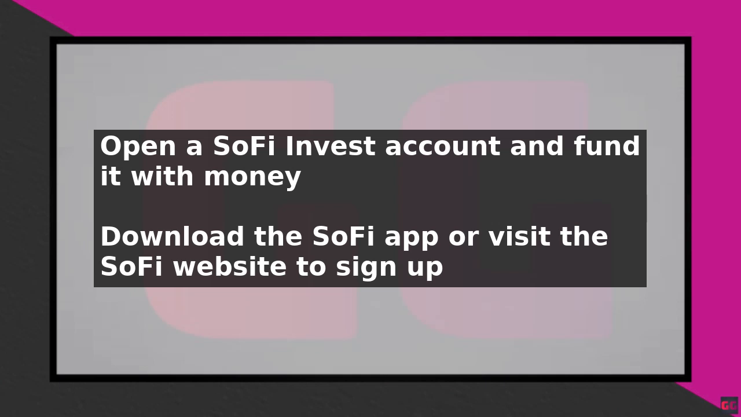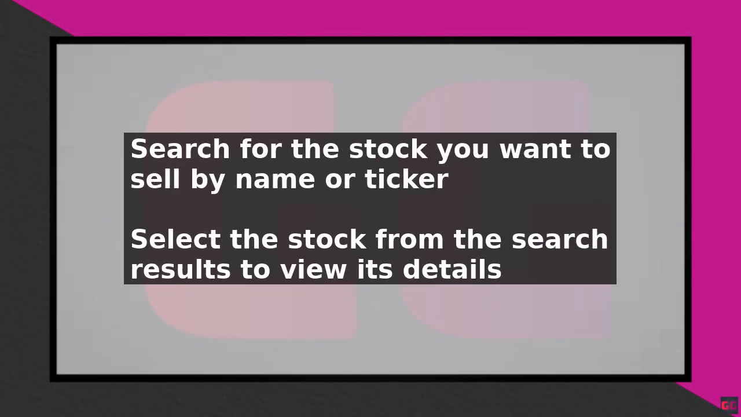Once your account is open and funded, navigate to the investing section of the app or website and search for the stock you want to sell. Type in the name or ticker symbol of the stock and select it from the search results. If you own the stock, you will see the option to sell.